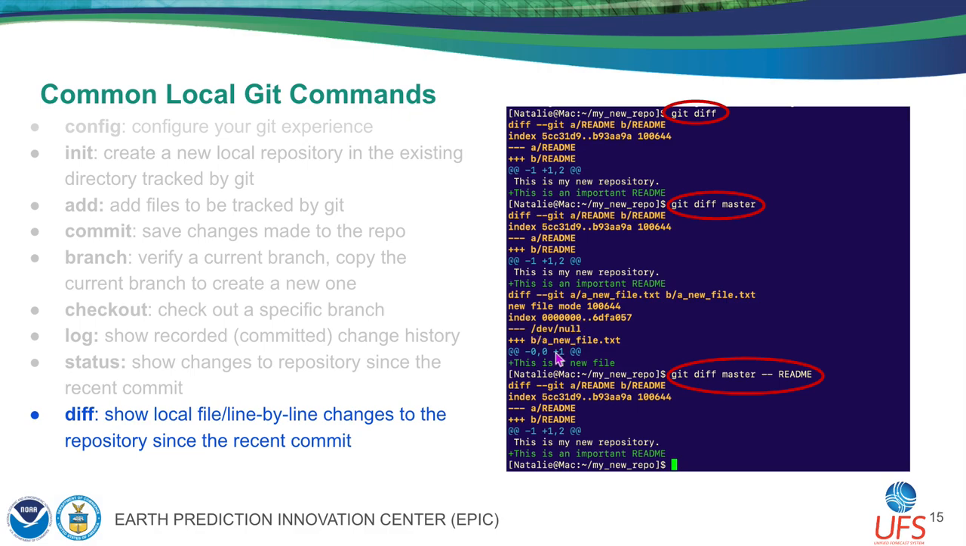So in one case, in the master, we do not have this file present. In the new branch, we do have the new file present.